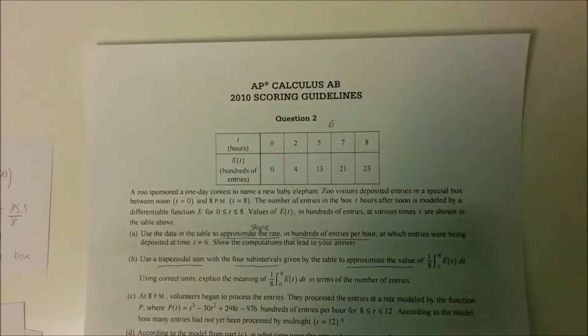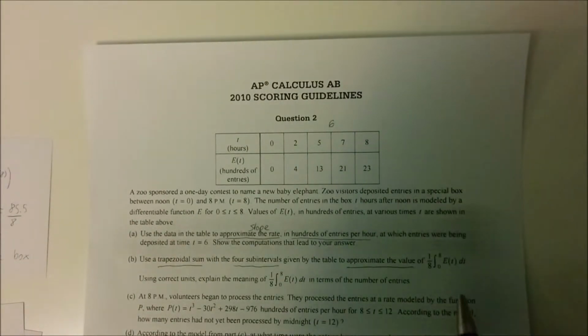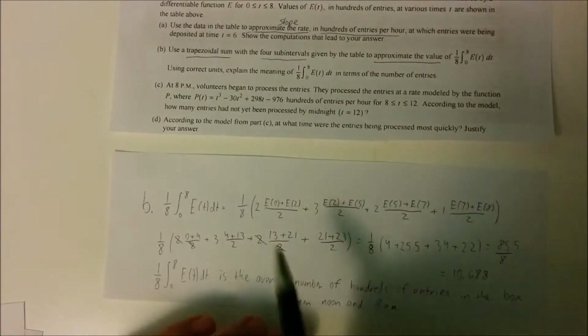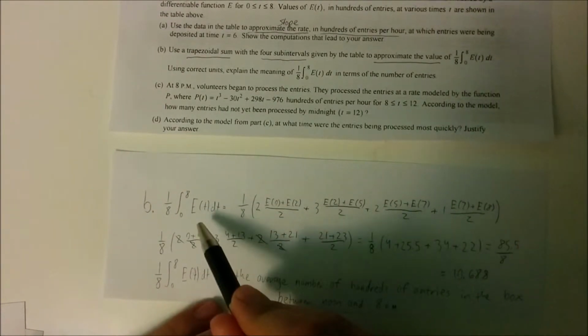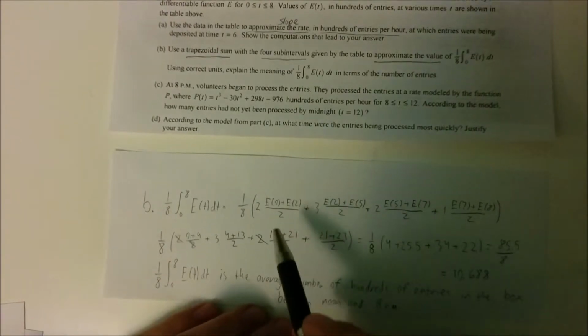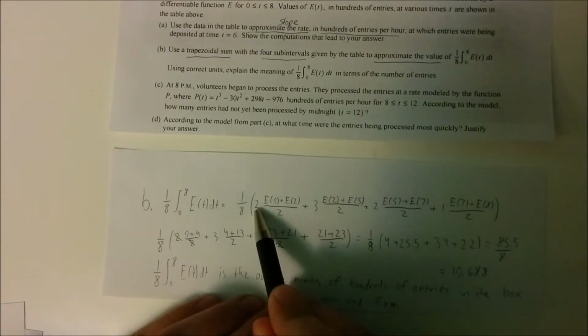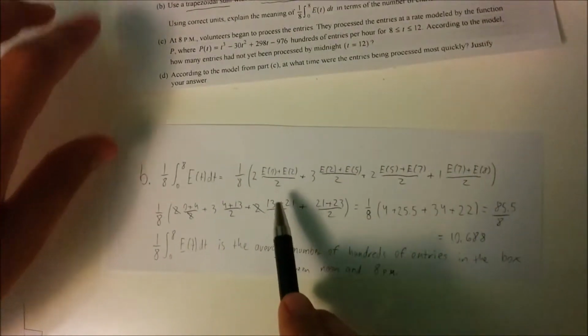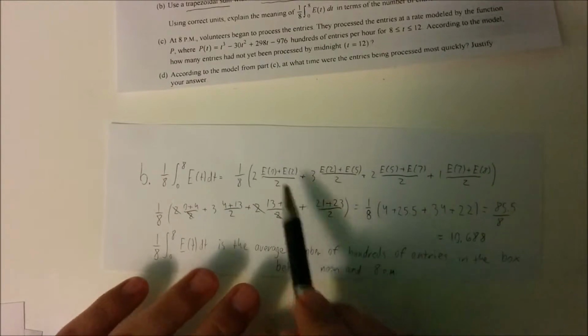In part B, we need to use a trapezoidal sum with 4 subintervals given by the table to approximate the value of 1/8 times the integral from 0 to 8 of E of t dt. We'll also need to use correct units in explaining the meaning of it in terms of numbers of entries. Here I did the work: we have 1/8, and the integral from 0 to 8 of E of t dt is going to be the height, which is the difference between the times, from 0 to 2, and then we divide it by 2 because that's how we find the average.